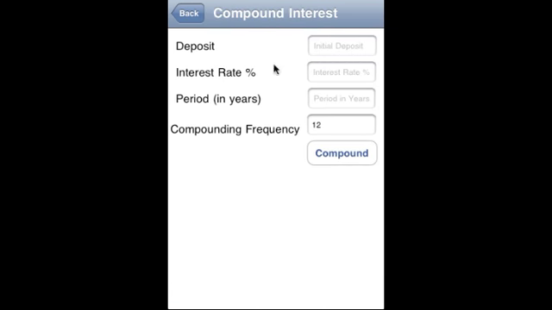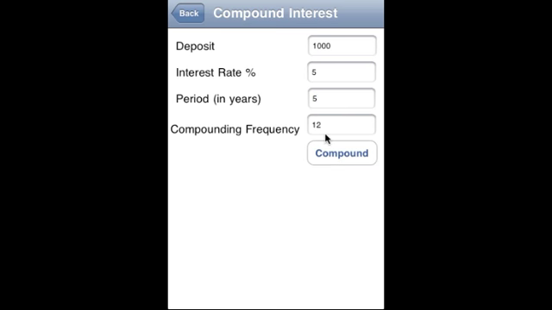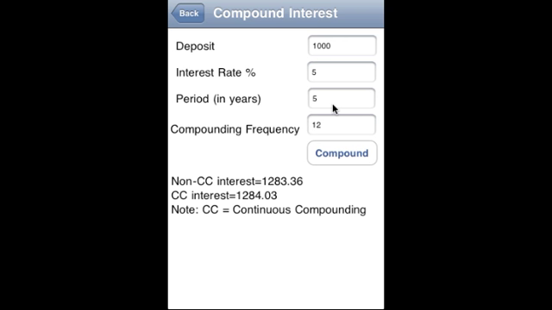Compound interest. We make a deposit, the interest rate is 5%, and say the period is 5 years. By default, the compounding occurs on a monthly basis, and there is also continuously compounding interest. So interest plus principal is this amount, and with continuous compounding it is 1284.